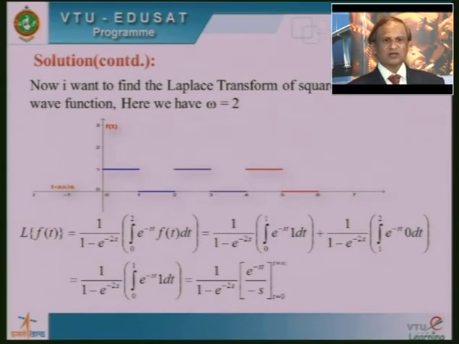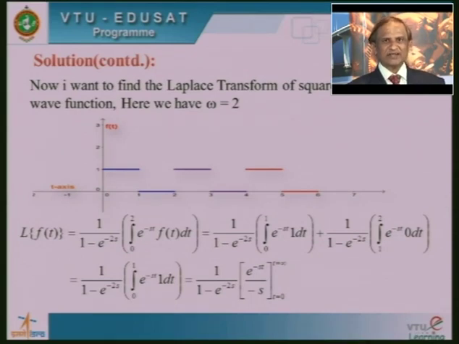Now I want to find out the Laplace transform of a square wave function. Here we have omega equal to 2. By considering omega equal to 2, I want to find the Laplace transform of the square wave function. I hope you are observing the diagram. That diagram we may call a square wave function. Is it clear? So, L of f of t, the Laplace transform of f of t, here our function is the square wave function.